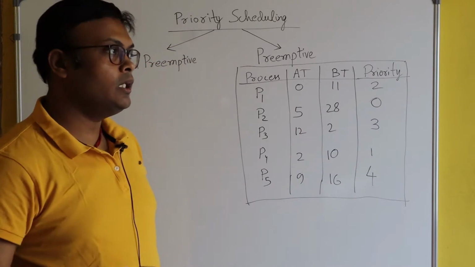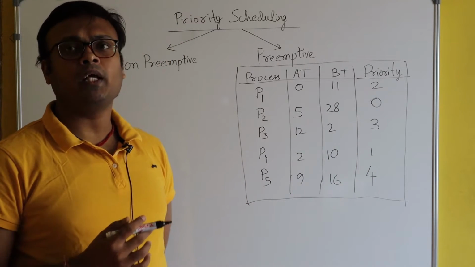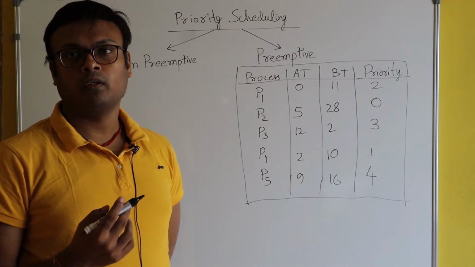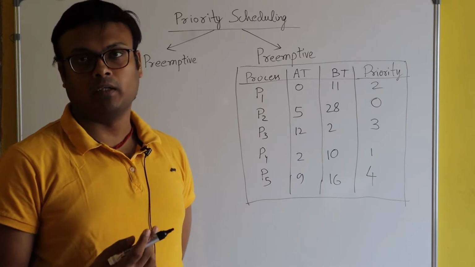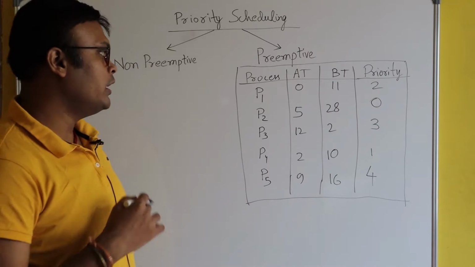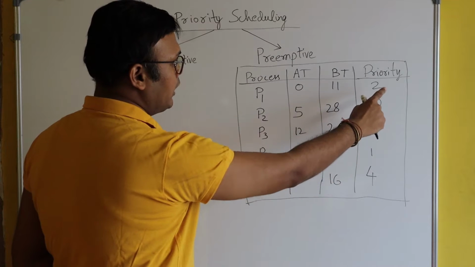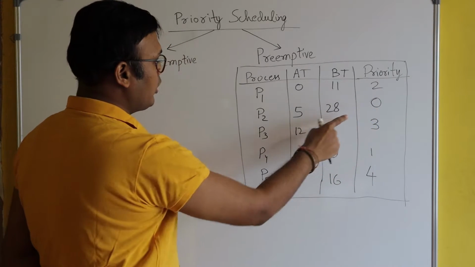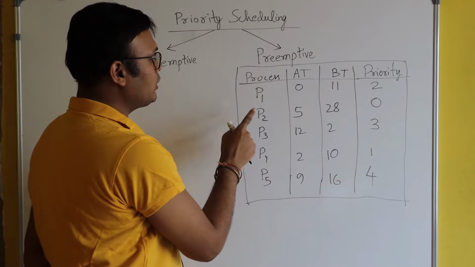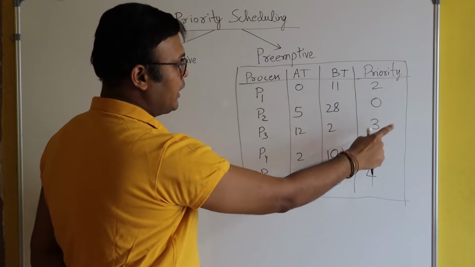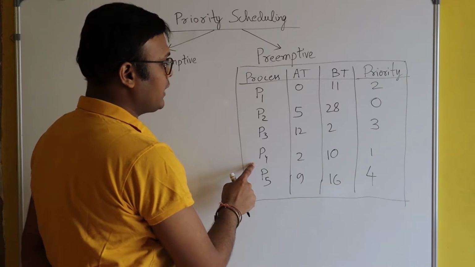Generally, what we take is that if the priority number is lower, then the priority is higher. This is the general assumption that we take. It means the lowest priority number here is 0, which corresponds to process P2. So P2 has the highest priority. After that, P4 has the next higher priority.